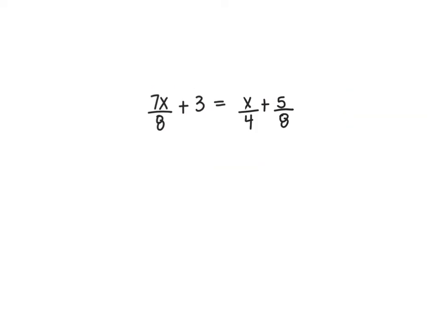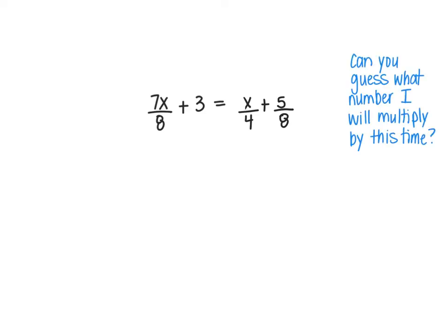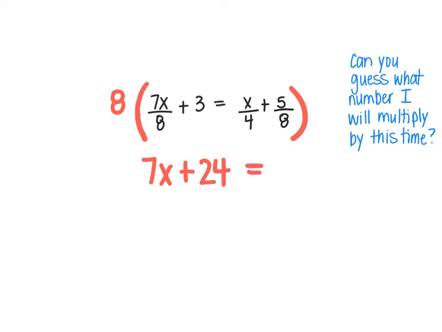All right, so looking at this one, now there are 3 fractions in our equation. Once again, don't worry, I'm going to make them all disappear all at once. This time, the magic's going to happen as I multiply by 8. And if I multiply by 8, what's going to happen? After a few steps and some simplification, I would get 7x plus 24 equals 2x plus 5.